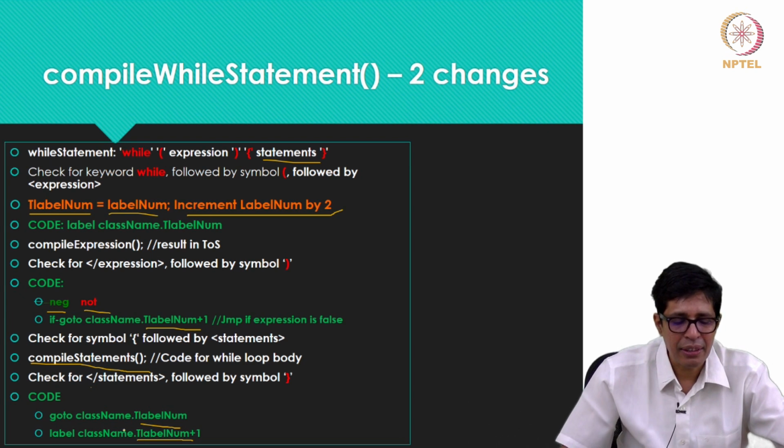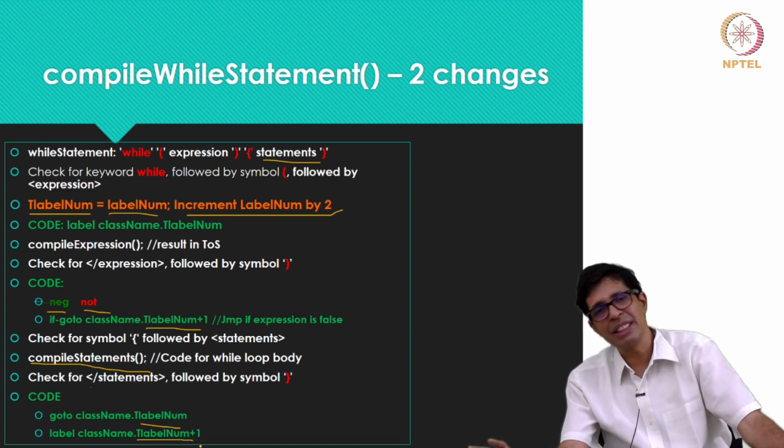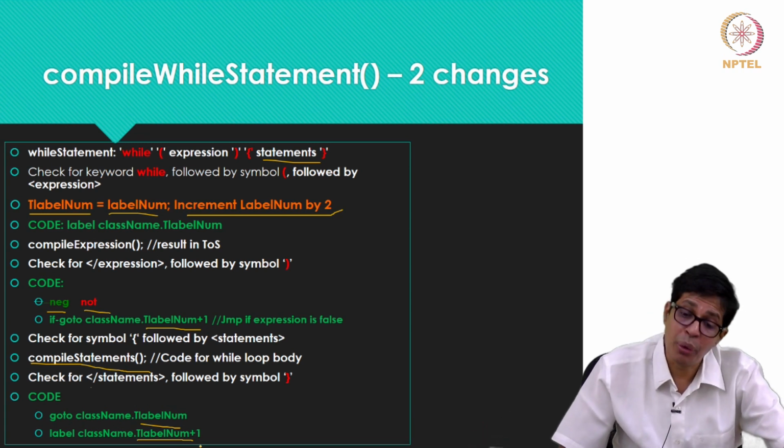Everywhere you see label num, replace it by t label num. So, these two are the simple changes that you need to make to whatever you have done in the previous week, and now we proceed.